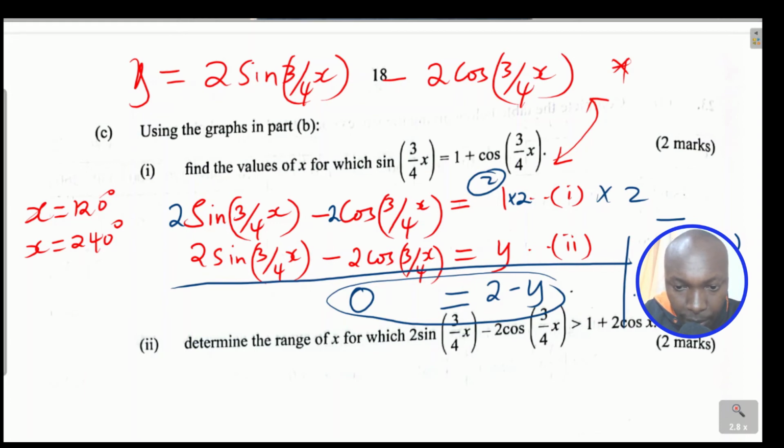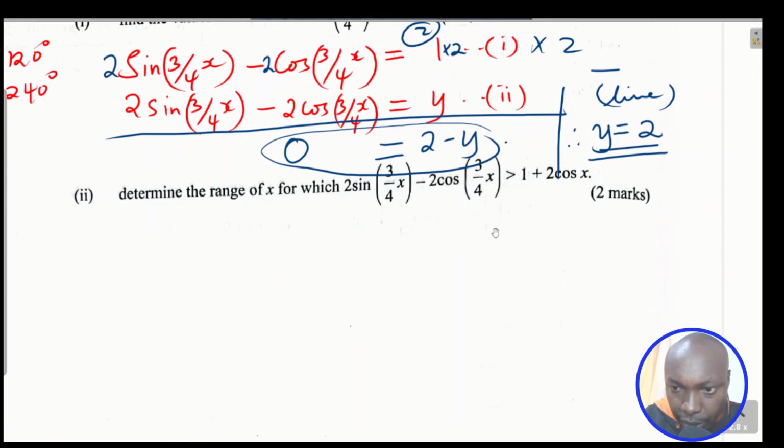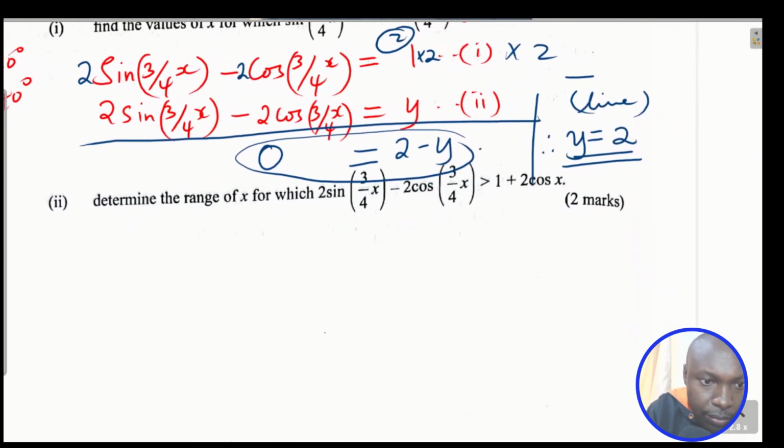Let's go to part two. Determine the range of x for which sine 3 over 4x minus 2 cos 3 over 4x is greater than 1 plus 2 cos x. To find this range, we are simply going to look at the two curves and get the points of intersection of those two curves. That is what will give us the range at which the values of this curve will be greater than 1 plus 2 cos x.